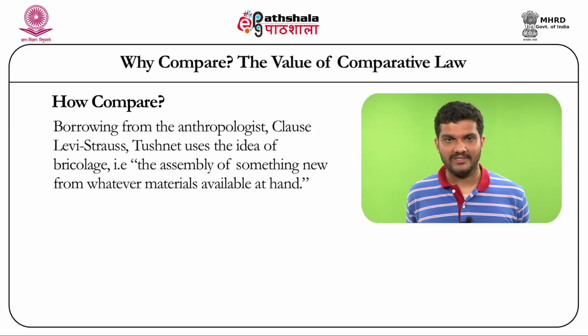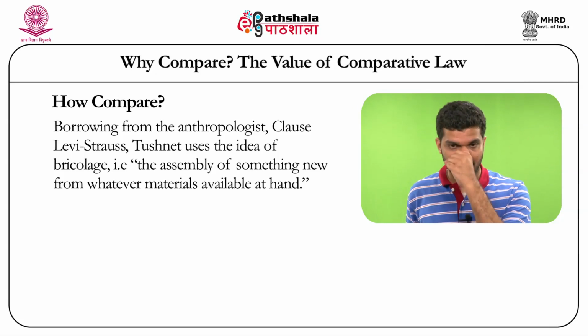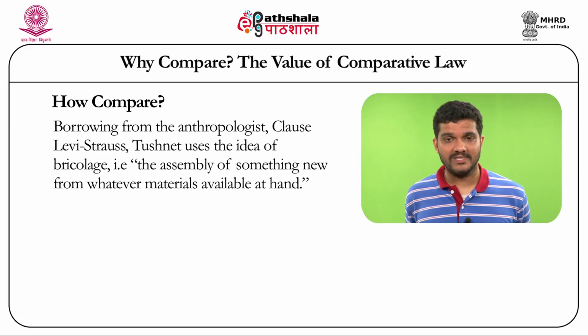Borrowing from the anthropologist Lévi-Strauss, Tushnet identifies the idea of bricolage as the third mode through which comparative constitutional law takes place. Bricolage is the assembly of something new from whatever materials are available at hand. Here, drafters select provisions almost at random from elsewhere. Elsewhere, Gunther Frankenberg likens this process almost to shopping for furniture at an IKEA store, where customers can pick and put together parts as they see fit.